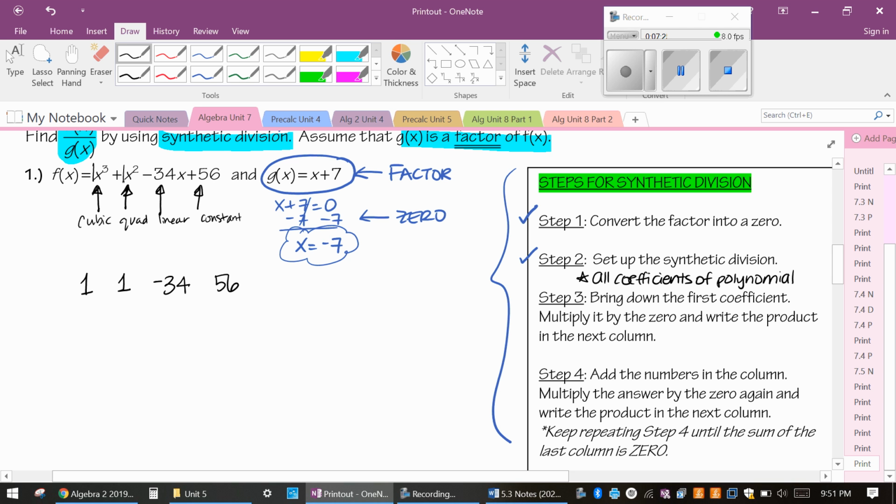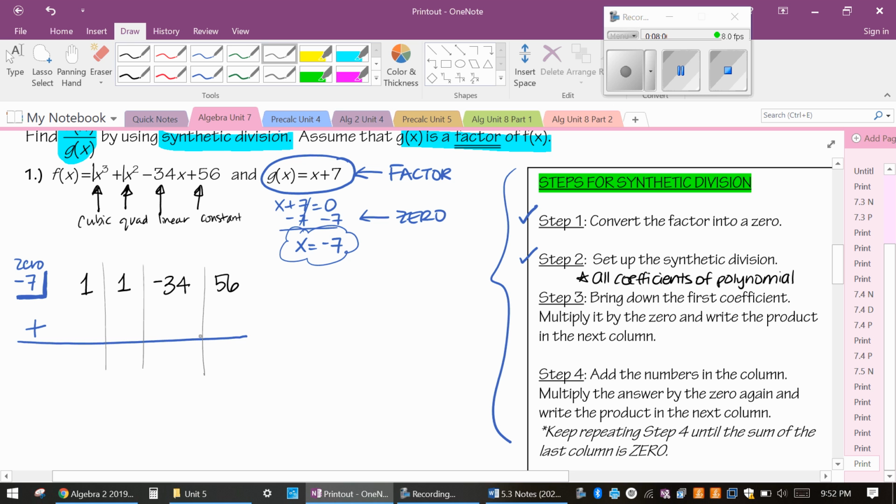Okay, so remember I'm on step 2, setting up the synthetic division. I put all the coefficients of the polynomial, and off to the left, it looks kind of like a little box. You can use a full box, but my math teacher always did it just like this. We put the 0 there. Leave a space under your coefficients and draw a line. Put a plus sign, and imagine that we have 4 columns.